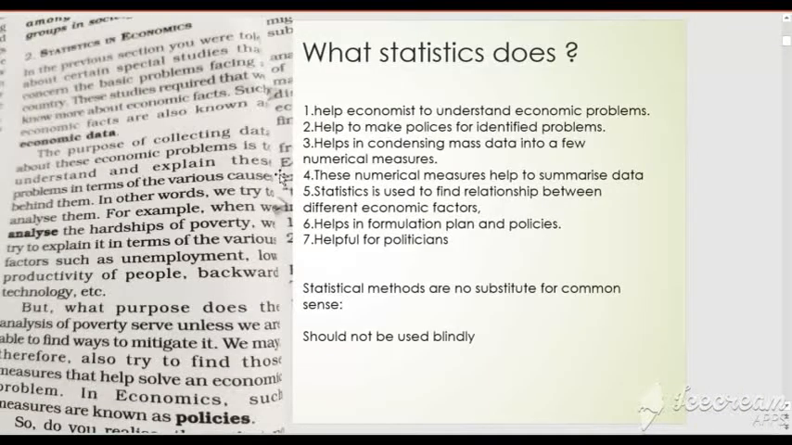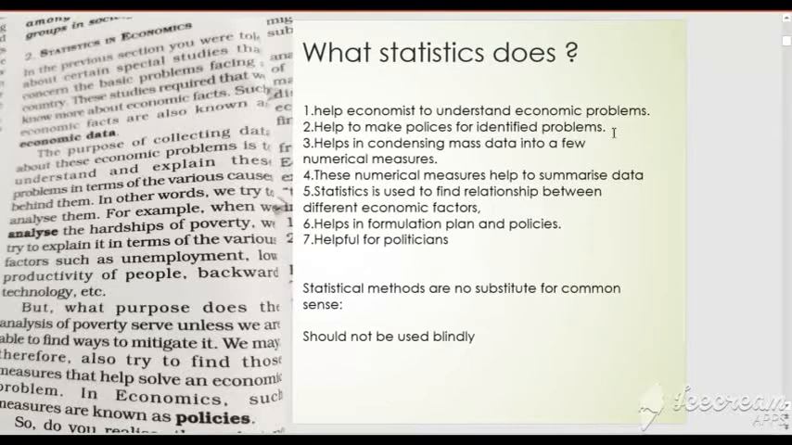Now children, here the most important question of this chapter 1, what statistics does, means what are the importance of statistics. Children, you can see that statistics means data, the collected data, and the collected data help economist, politician, businessmen, and all. So what are the importance of statistics? Number one, statistics help economists to understand economic problem. Second, help to make policies for identify problem.